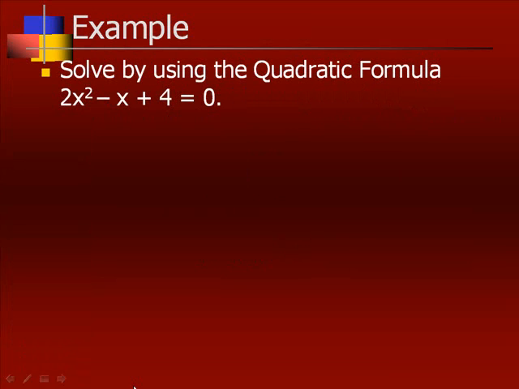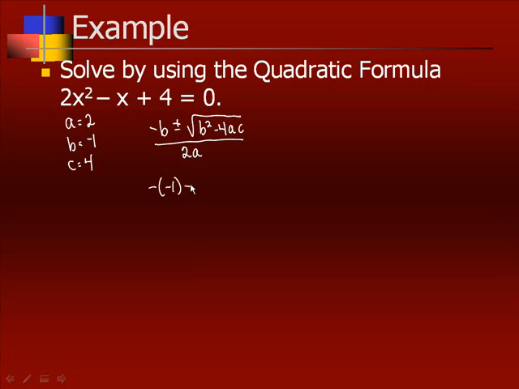Okay, now, let's do the whole big thing together. Solve by using the quadratic formula. Well, a is 2, b is negative 1, and c is 4. So we get negative b plus or minus the square root of b squared minus 4ac all over 2a. So it's negative b, and b was already a negative, so that means the negative of negative 1 plus or minus the square root of negative 1 squared minus 4 times 2 times 4 all over 2 times 2.